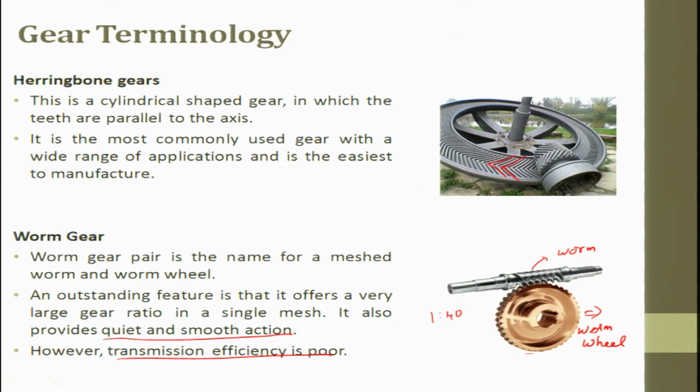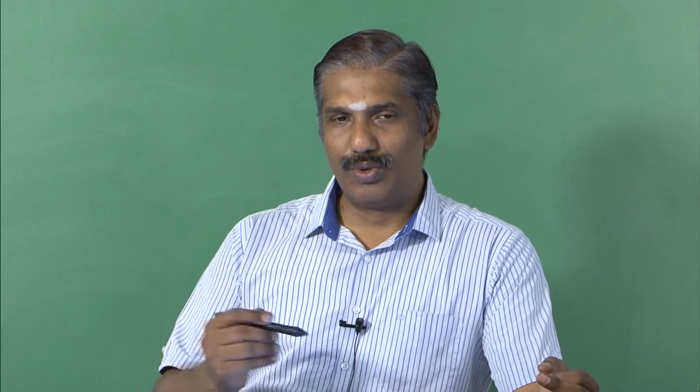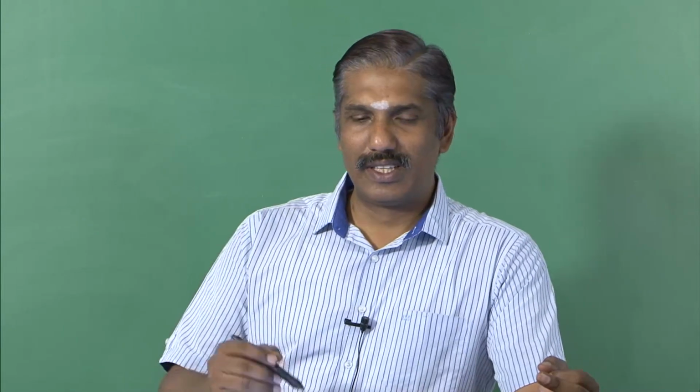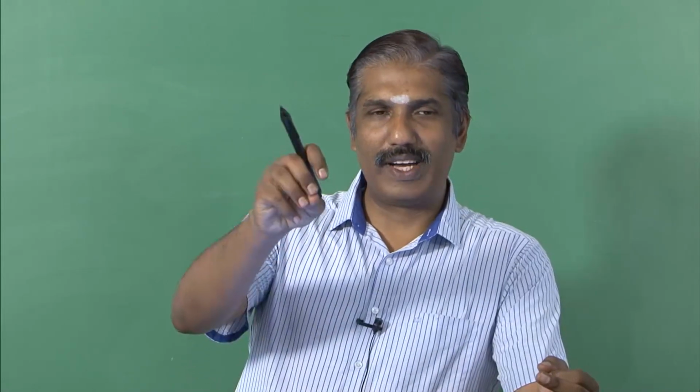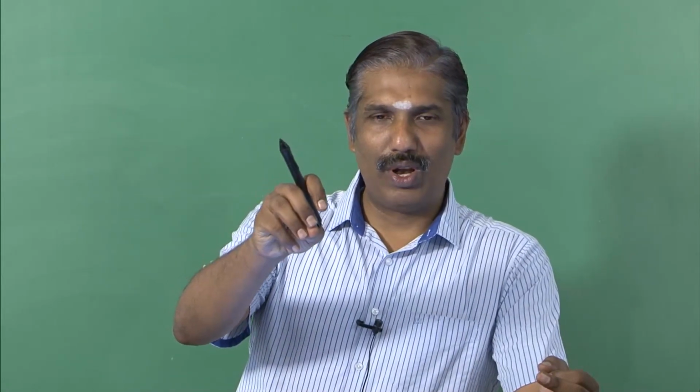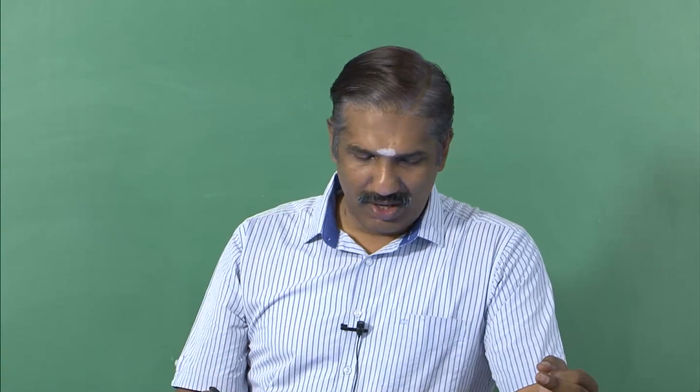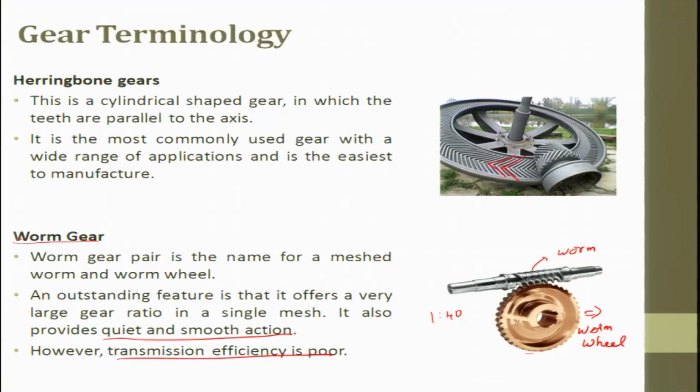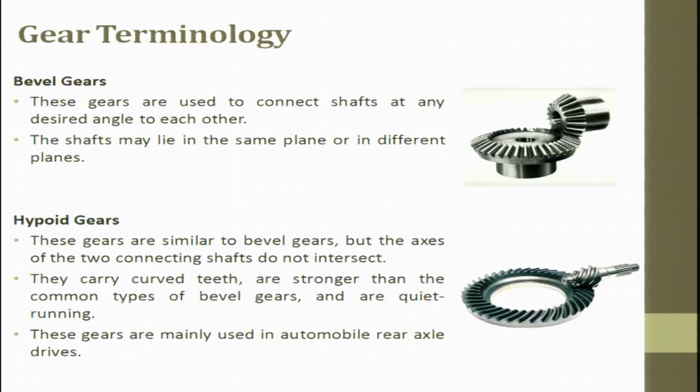People also call it a self-locking mechanism. For example, if you want to make a crane, you start rotating in one direction and the crane pulls the weight up, and then suppose you want to lock at one point, we always prefer to go for worm gear rather than spur gear and helical gear.